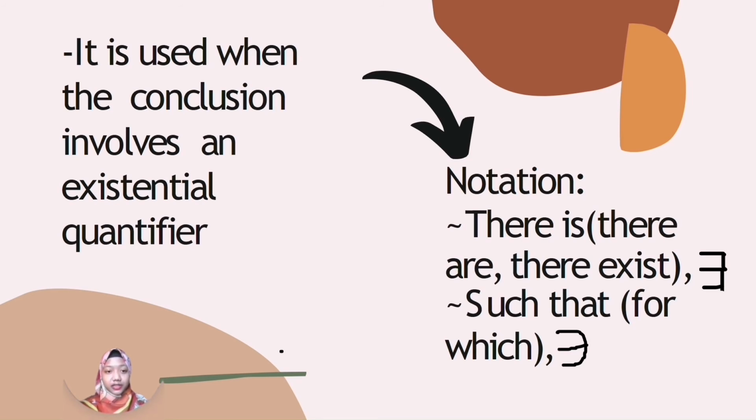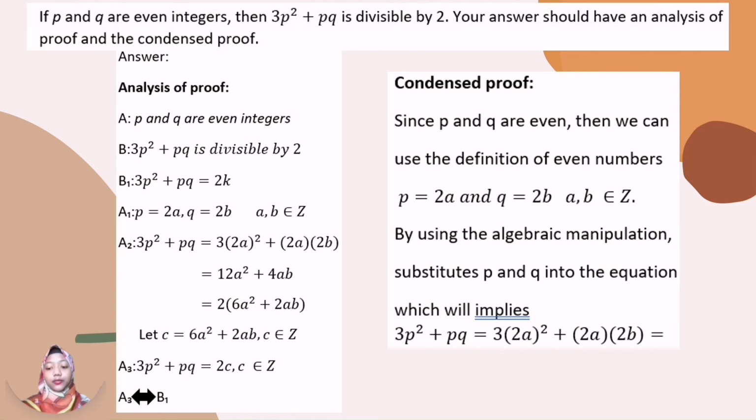The construction method is used when the conclusion involves an existential quantifier. The notation is: there is, there are, there exist, and such that, or another word, for which. Now let's look at the examples. Example number 1: if p and q are even integers, then 3p squared plus pq is divisible by 2.